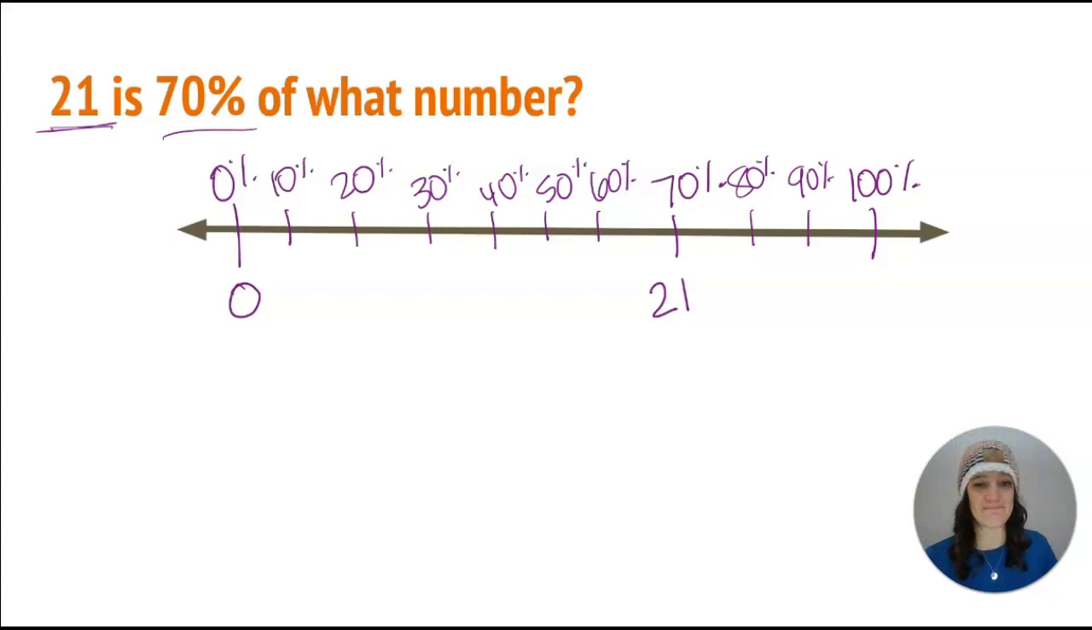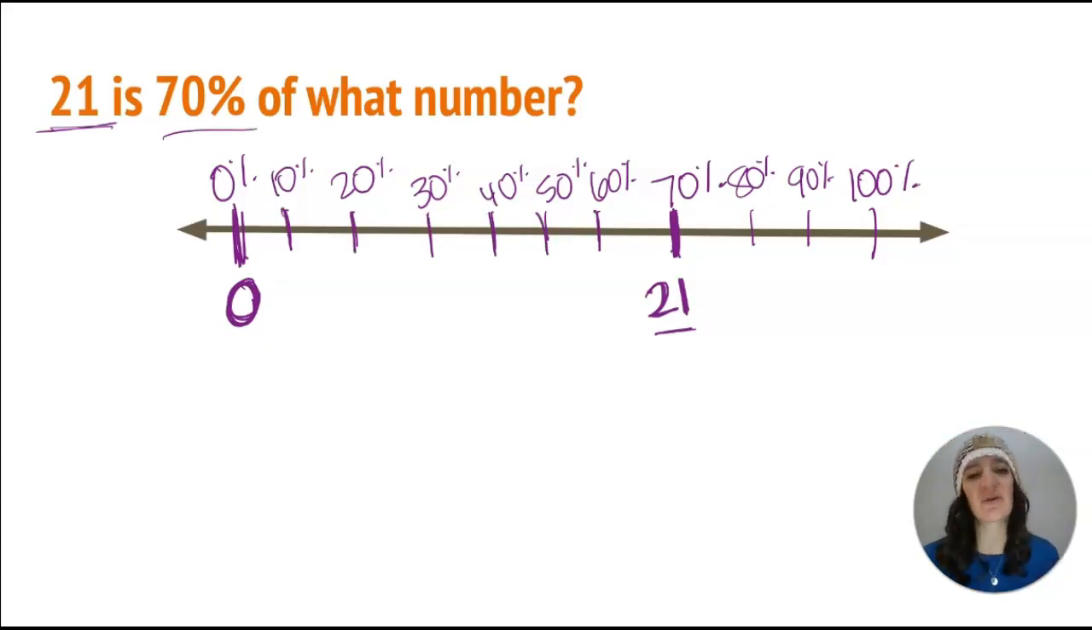So what are we going to count by to make sure that we hit 21 at this tick mark? Well, if we look, we know this is 0. We know this is 21. How many tick marks are there from 0 to 21? There's 7 of them, right? Because it's 70%. Let's make sure: 1, 2, 3, 4, 5, 6, 7.